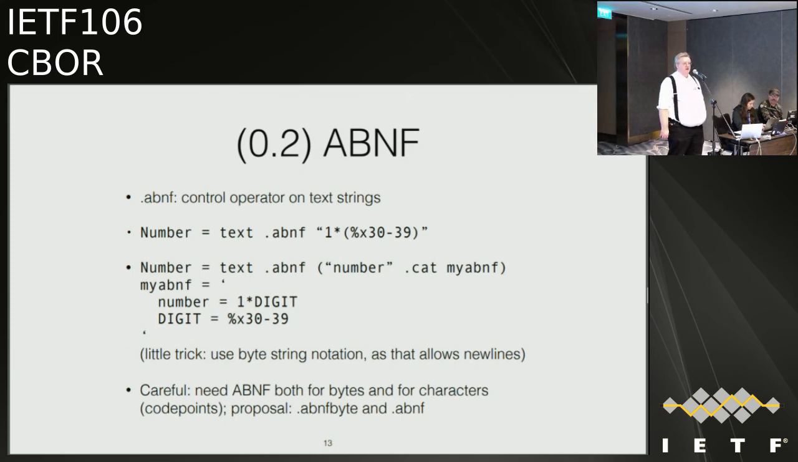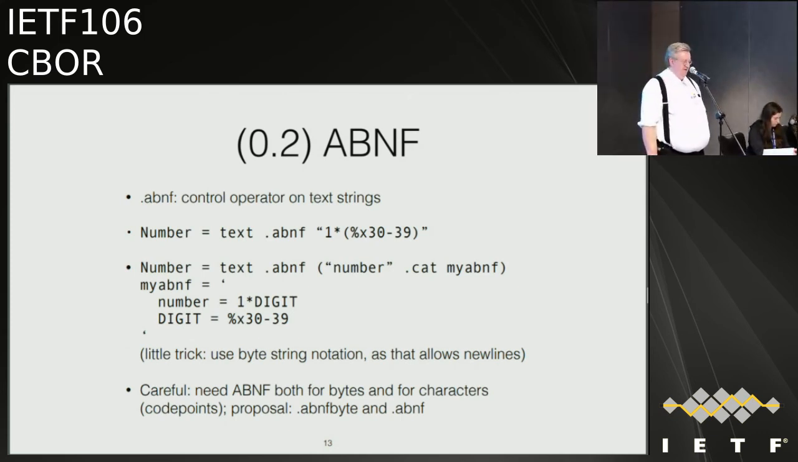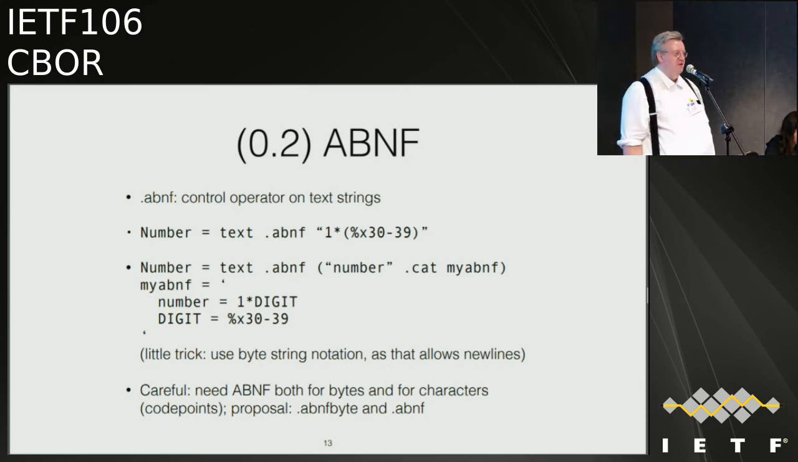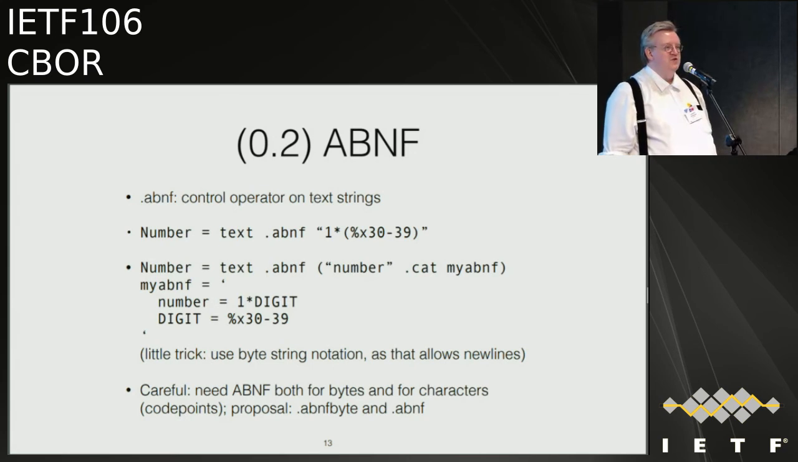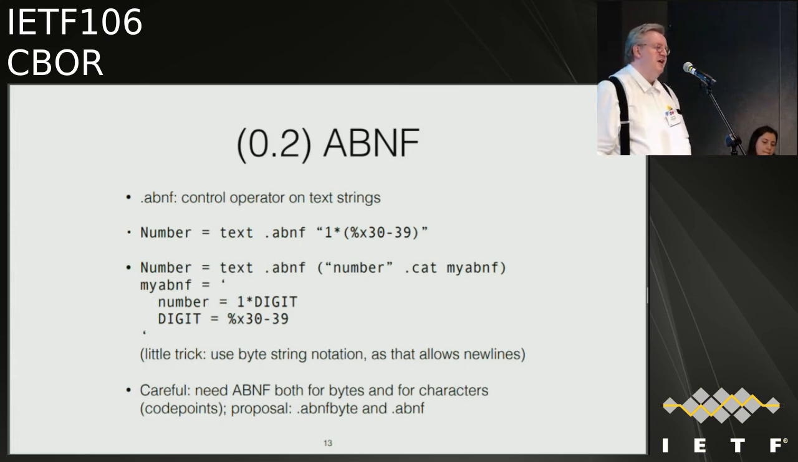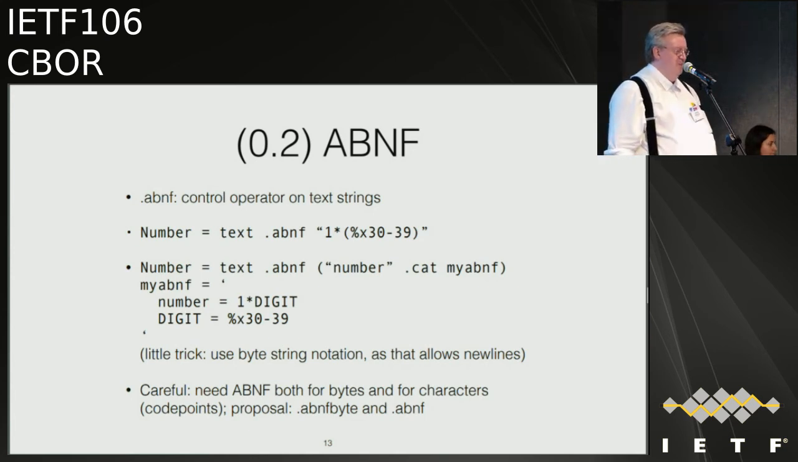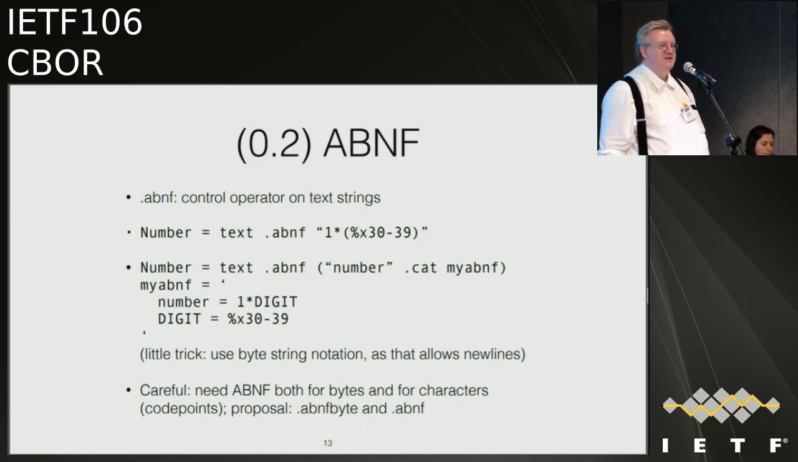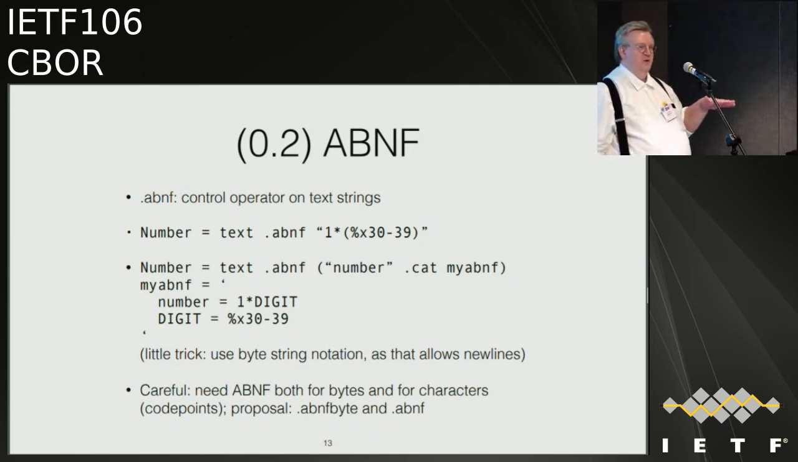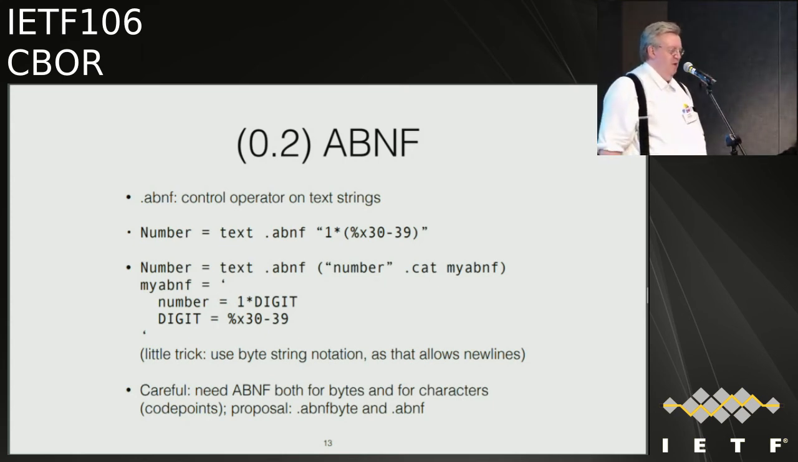ABNF, well, once we have .cat, it's pretty trivial how to do this. You need to pull one trick, because text strings in CDDL don't allow newlines. So we actually have to write the ABNF pieces as byte strings. But with this little syntactical trick, this is really almost usable in the way it's on the slide right now. So I think we could just go for this, and add syntactic sugar for it later. That's not a problem, but for now, that's, I think, pretty good.